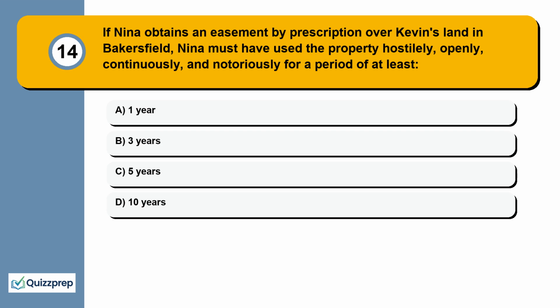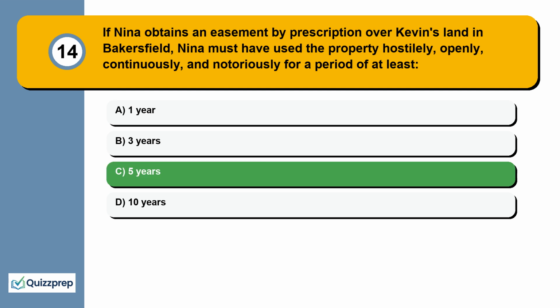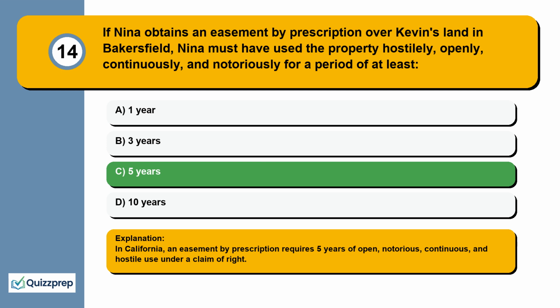Question 14. If Nina obtains an easement by prescription over Kevin's land in Bakersfield, Nina must have used the property hostilely, openly, continuously, and notoriously for a period of at least 1 year, 3 years, 5 years, 10 years. In California, an easement by prescription requires 5 years of open, notorious, continuous, and hostile use under a claim of right.